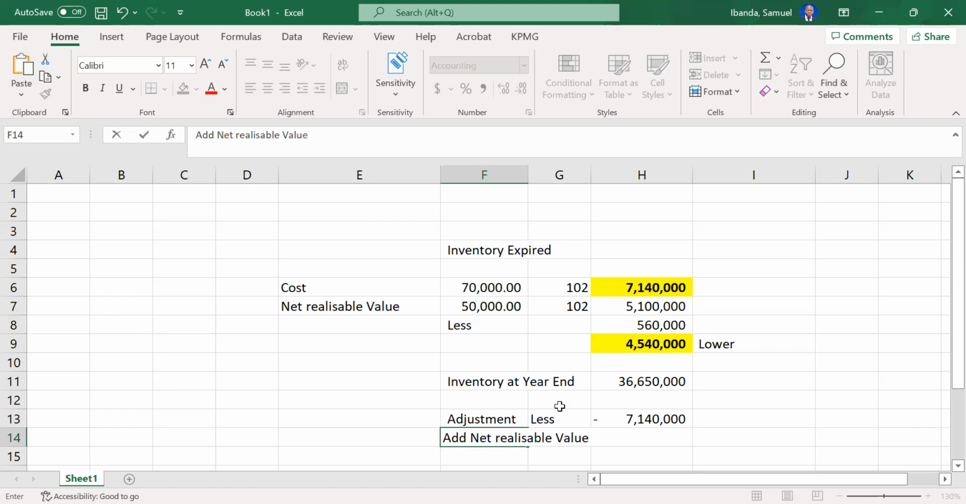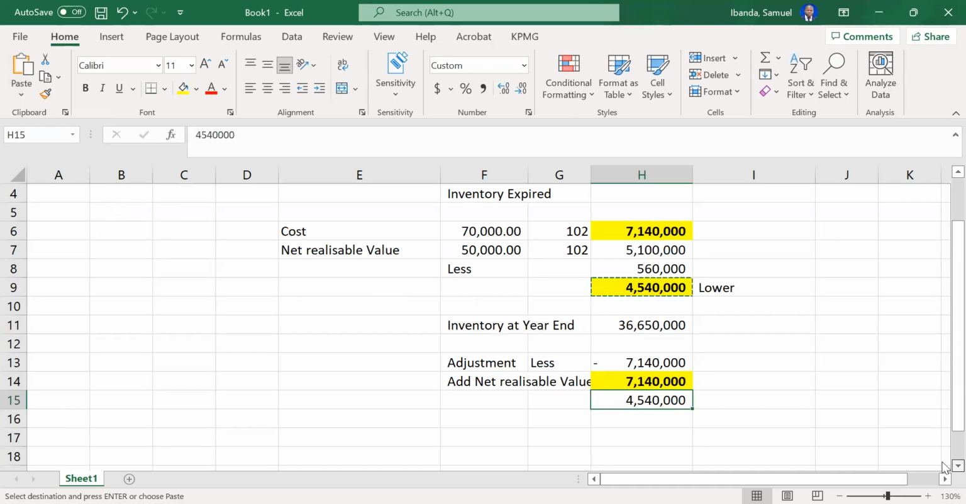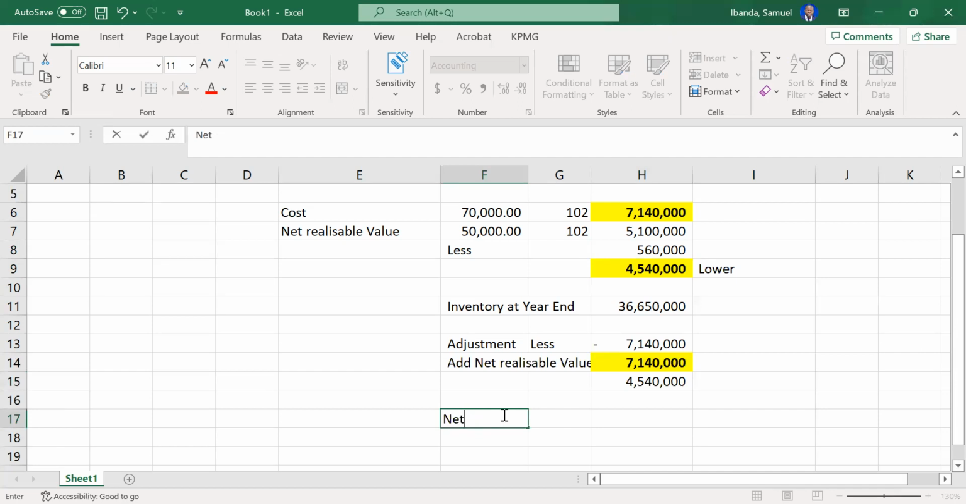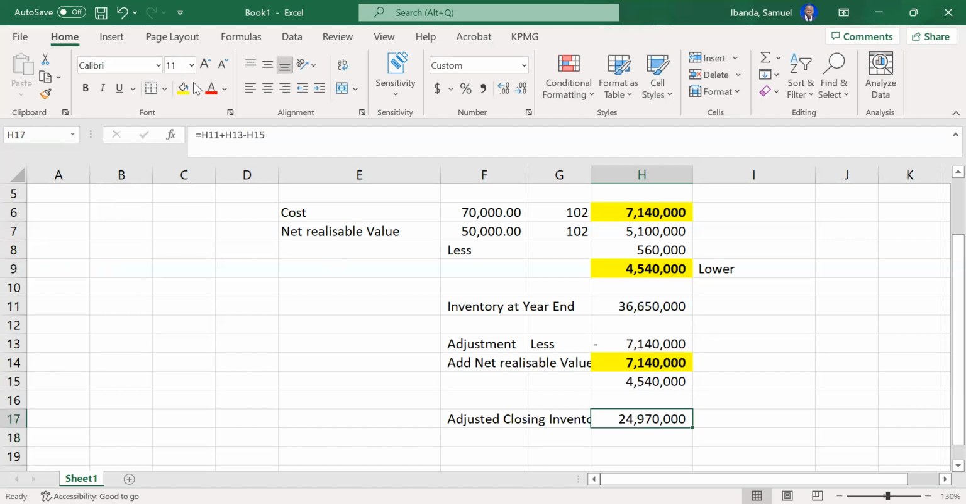Do you understand? I'm just basically changing the value of this inventory that is expired, that is within here. I'm removing the 7 million and putting the 4 million, because it was previously at 7,140, but now it's going to become 4,450,000. Yes. So then I'll get my new or adjusted closing inventory, which will be this. I already put a minus there, so I'll just do a plus and less that.